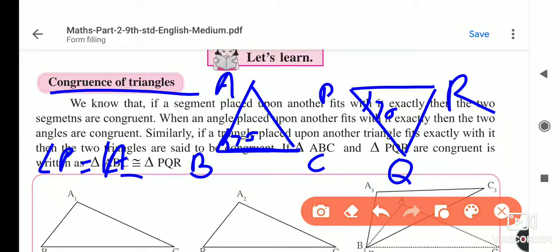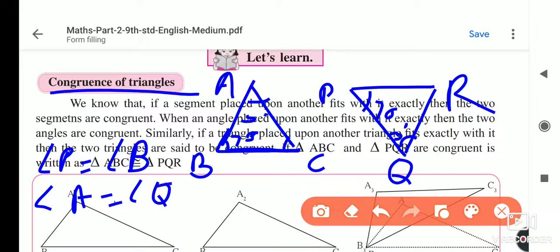angle B. Next, if the measure of angle A we take as 30 degrees, and here Q is also 30 degrees. Okay, so angle A is equal to angle Q, and for angle R, the sum of all angles of a triangle is 180, so the remaining angle R is equal to angle C.